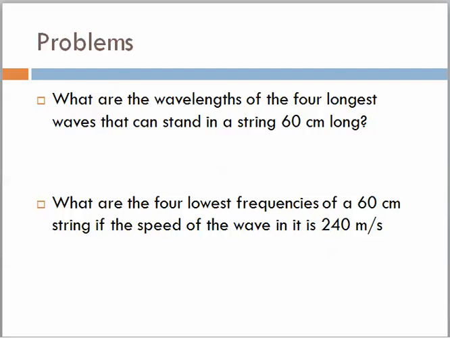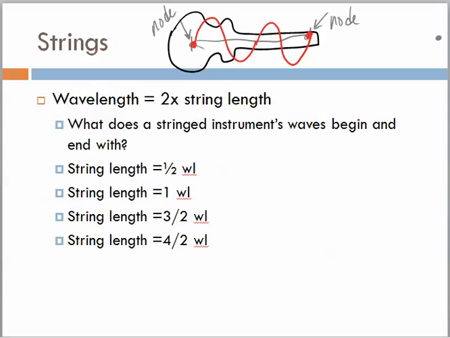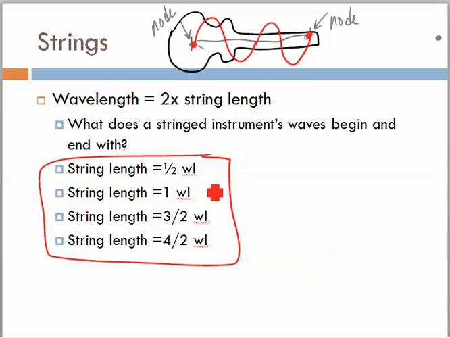Alright, what are the wavelengths of the 4 longest waves that can stand in a string 60 centimeters long? Well, that just goes back to what we had earlier. Right here are our 4 longest wavelengths. Notice the wavelength is getting smaller each time in this case. So I'm just going to simply use this equation and start to work my way down it. I'm going to use these as my 4 longest, hence the reason I gave those to you.